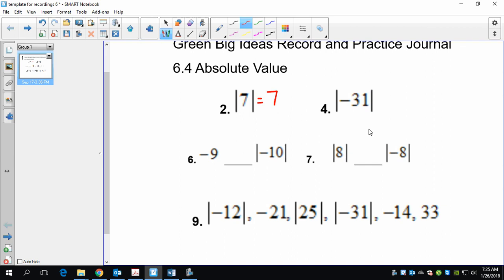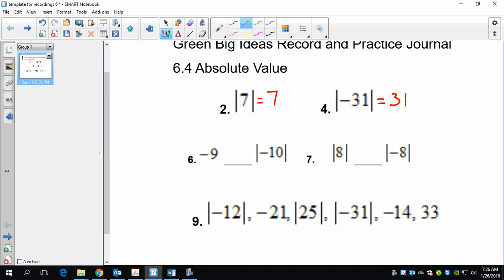For number 4, negative 31, what is the greatest number negative 31 could ever be? And the answer for that would be 31. Again, note that the absolute value answers are not going to be negative. Even though this appears that it's just going to be the opposite of negative 31, when you have a negative 31, your absolute value is going to be positive. If you have a positive absolute value, your answer is still going to be positive for your absolute value.